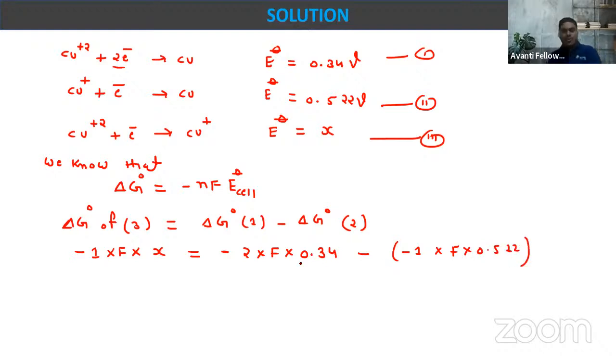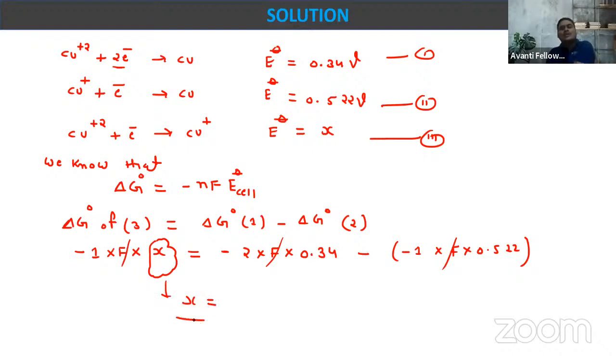Clear? Now, can you not calculate this x? Absolutely, you can calculate. We know all the values. We know all the given quantities. F cancels out because F is common, right? And we know the value of EMF of equation 1 and equation 2. So we can easily calculate this value x, right? So the calculation is very easy.